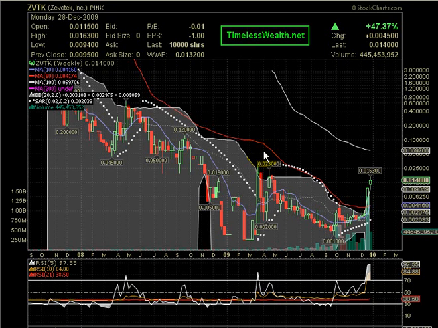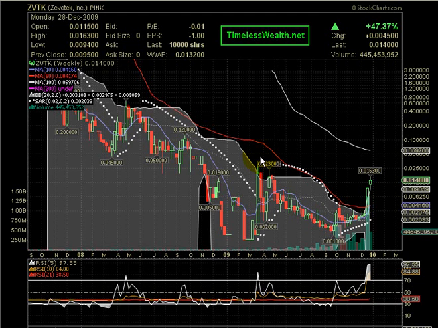Edward Stevenson, TimelessWealth.net, and the following is basic technical analysis on Zevotek Incorporated, stock symbol ZVTK. This is the weekly chart, which means every bar and or candle represents one session worth of price action.